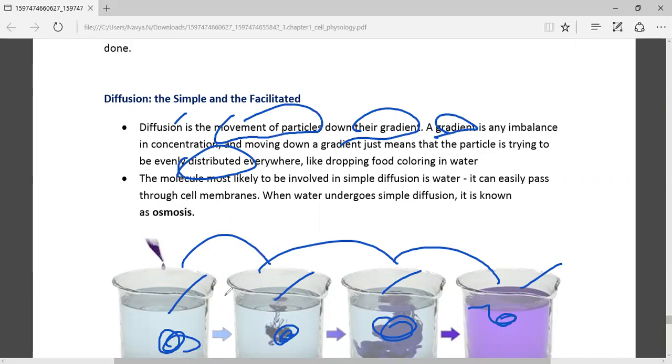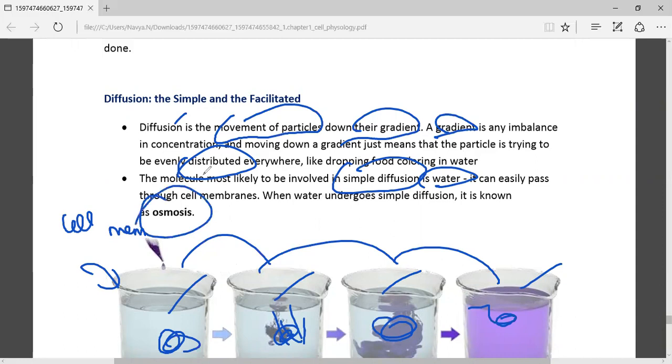And here the molecules involved in simple diffusion, like water, can easily pass through a cell membrane. When water undergoes simple diffusion, that is known as osmosis.